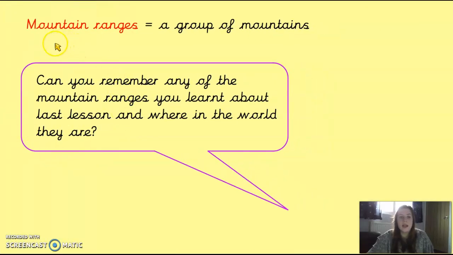So last lesson we were looking at mountain ranges, which was a group of mountains, wasn't it? So not single mountains, but a group of mountains that are grouped together in different places, and we were looking at mountain ranges all over the world. So can you remember any of the mountain ranges and the names that we looked at last lesson and where in the world they were? So have a pause of the video and see if you can remember as many as you can without looking.